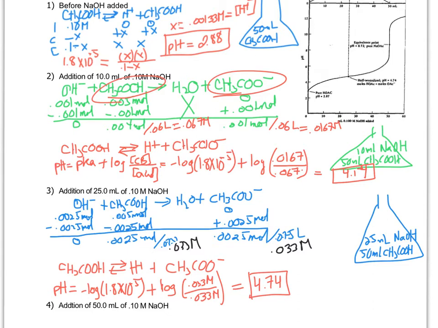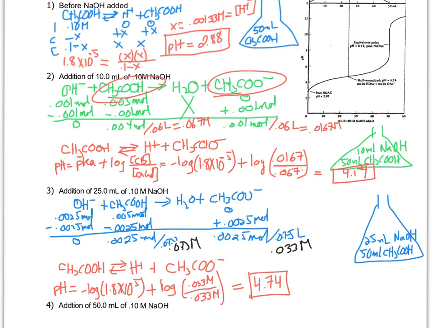Again, that means half neutralized. What does that mean? That means I've added enough base to use up half of my acid. And so if I wanted to reach the equivalence point, I need to double my hydroxide amount. So if 25 milliliters reached the half neutralization point, that means I need 50 milliliters to neutralize it, or to reach the equivalence point.